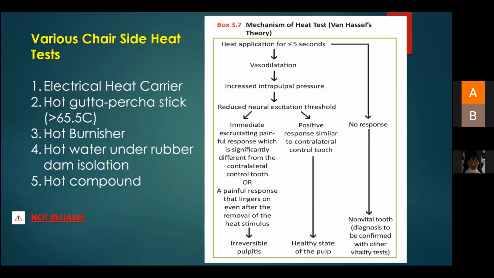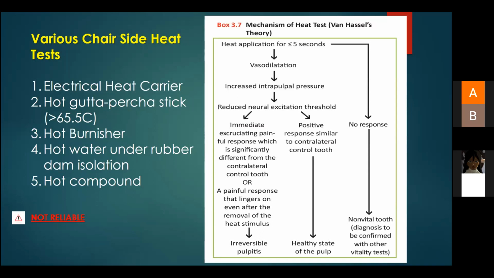Now, electrical heat carrier, okay, so you don't have it. But how will you do it if you don't have it? You can use hot gutta percha stick. Now, gutta percha, the temperature given here is 65.5 degrees Celsius. I'll give you one more pro tip. Gutta percha is of two forms, alpha form and beta form. What we use for obturation comes under beta form. And some gutta perchas have both the forms. The type of heat which you give can change the form from alpha to beta.